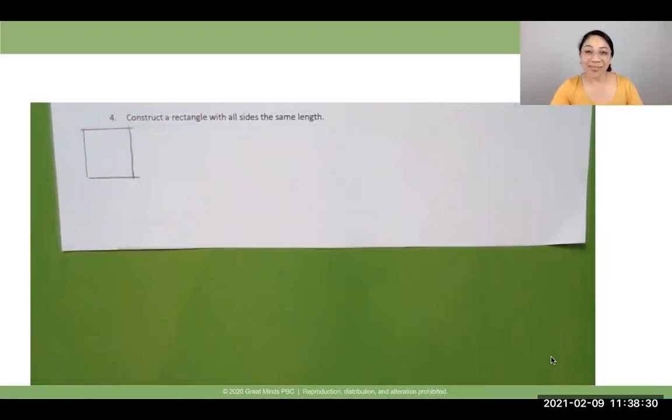What did we just construct? You're right, it's a square. A square is a special rectangle and has all sides of the same length. Remember, if a square is a rectangle, then a square is also a parallelogram and a trapezoid.